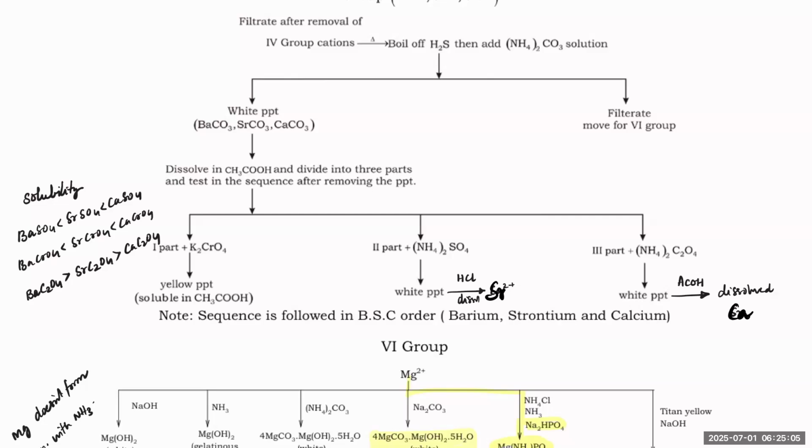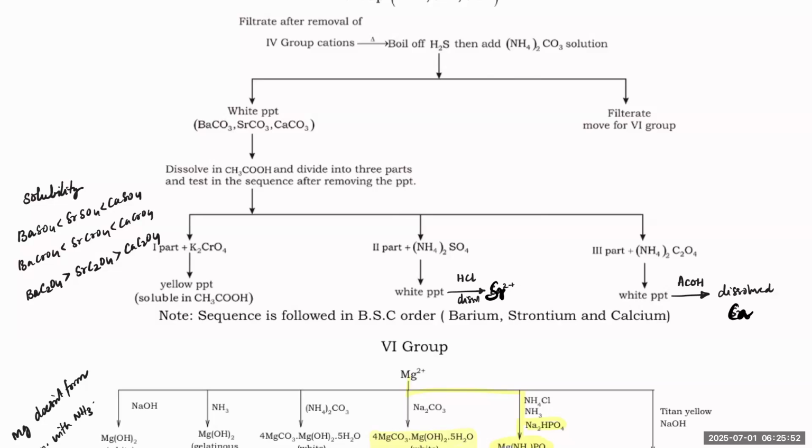Clear? And if these white PPTs are dissolved in acetic acid, and then you differentiate, you separate into three parts here. First part is react with K2CrO4. If you get a yellow color precipitate, which is soluble in acetic acid, this has to be barium 2 plus, because barium's Ksp value is low for chromate. So you can see the solubility of chromate is less here. So calcium and strontium will still appear as a soluble form of chromate, but barium will remain as precipitate.